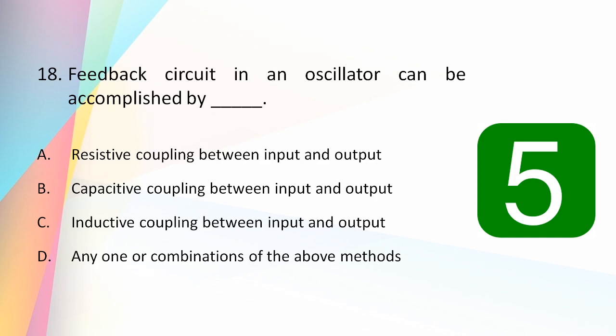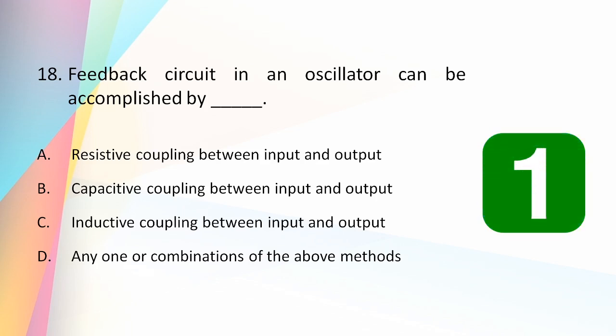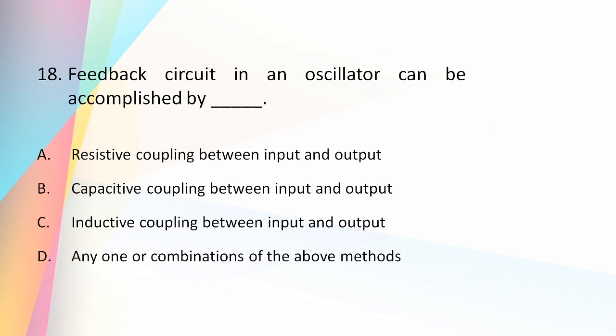Feedback circuit in an oscillator can be accomplished by resistive coupling between input and output, capacitive coupling between input and output, inductive coupling between input and output, any one or combinations of the above methods. And here you go. And the answer is any one or combination of the above methods.